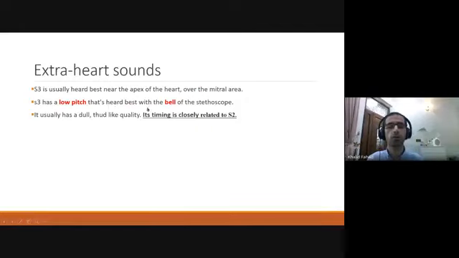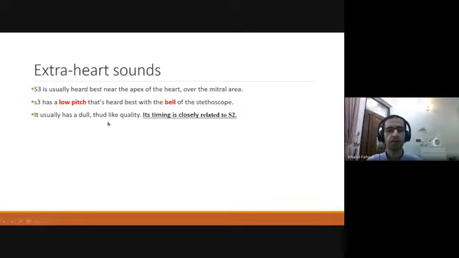And we know that stethoscopes have two components, the diaphragm and the bell. If you have a look at your stethoscope, it consists of two components, the bell, the smaller side, and the diaphragm, which has a wider surface. So for an extra heart sound, it is best heard with the bell of the stethoscope because its pitch is low. This component is going to filter and augment this low pitch sound.